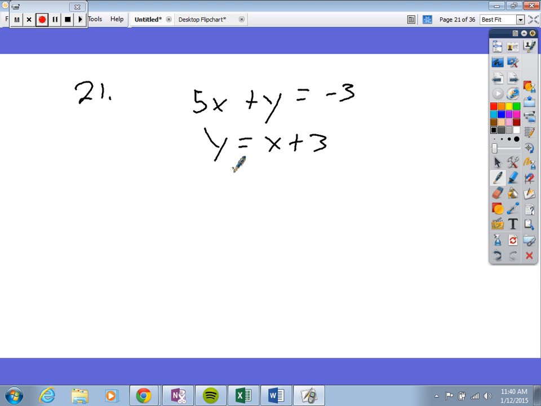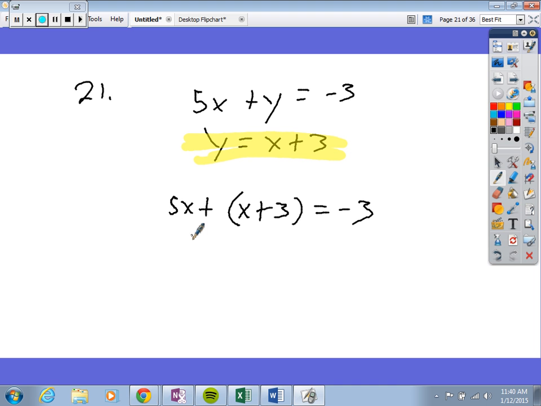So let's look at this right here. We know that y is equal to x plus 3. So I can go up to the previous equation and write 5x plus, so I'm going to plug in what I know for y. So I'm going to say 5x plus (x plus 3) is equal to negative 3. Now there was really no reason for the parentheses. I just wanted to specifically show you that I am plugging in x plus 3 for the y.